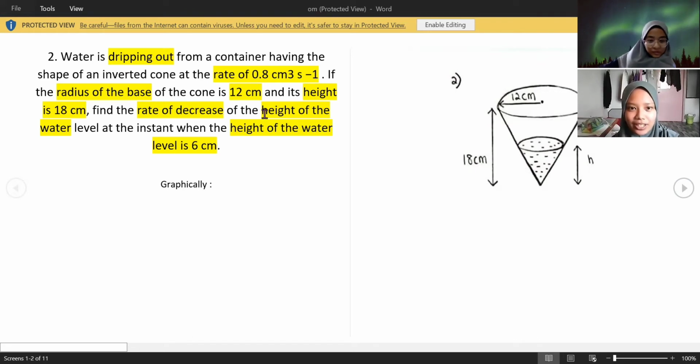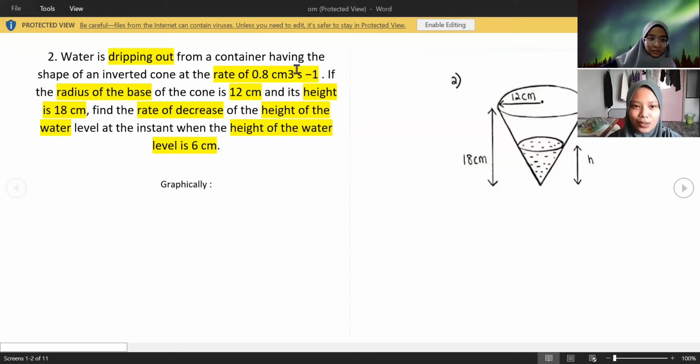So first we have a rate of 0.8 cm cube per second. So what do you think it is about? I think it is the rate of water level... Volume, volume, because of the cm cube. Yes. Even if we don't know the terms or the value, we just look at the unit. So the unit is cm cube per second. So basically we have dV/dt equal to 0.8.